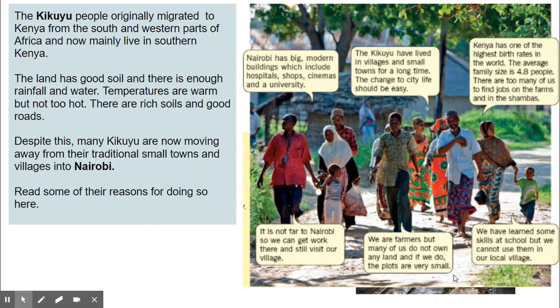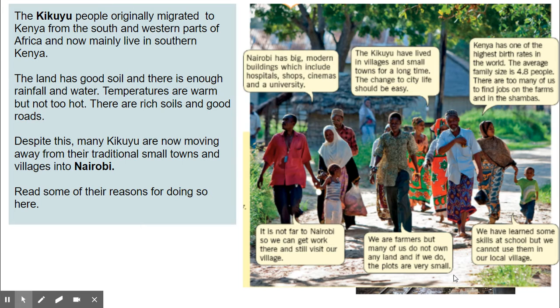So let's look in more detail at a group of people in Kenya. Now, the Kikuyu people, who we have talked about before, originally migrated to Kenya from the southern and western parts of Africa. And because they came in from the southern and western parts, they tend to live in the south of Kenya. Now, the land where the Kikuyu mainly live has good soil and there is enough rainfall and water. Temperatures are warm, but not too hot, and there are rich soils and good roads.